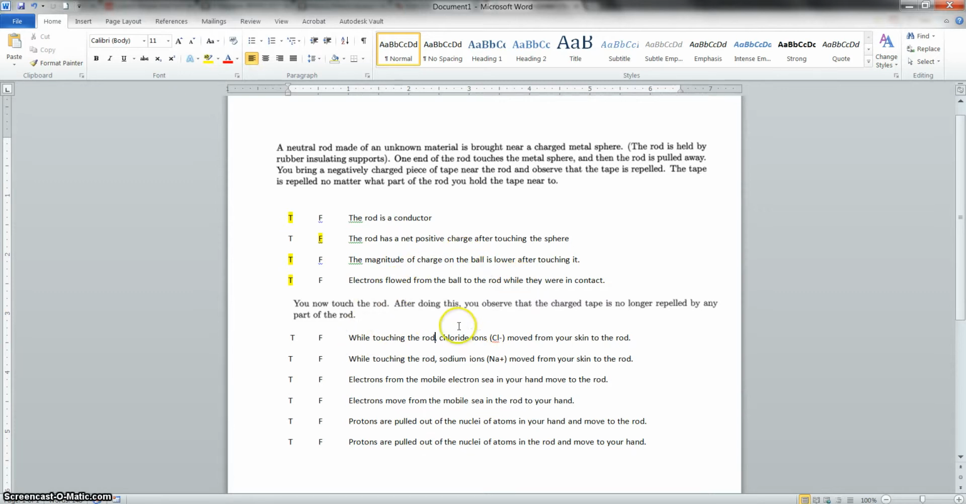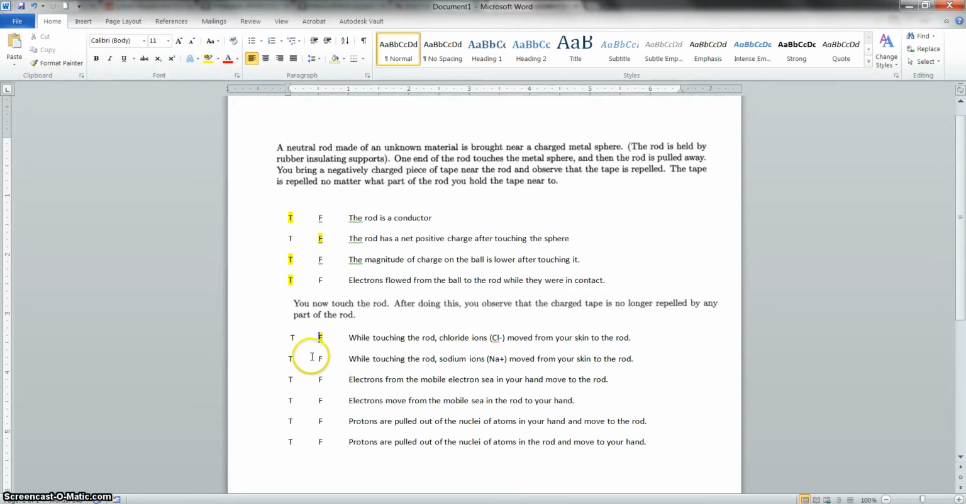So while touching the rod, chloride ions, Cl minus, moved from your skin to the rod. Since your skin has salt water, it has chloride, Cl minus, and sodium ions, Na plus, on the surface of your hand that would be able to move to a charged surface. However, because the rod has a net negative charge, as we discussed in the earlier question, the chloride ions from your skin are not going to move to the rod because it's not looking for extra negative charge. It's actually looking for extra positive charge. So that answer is false.